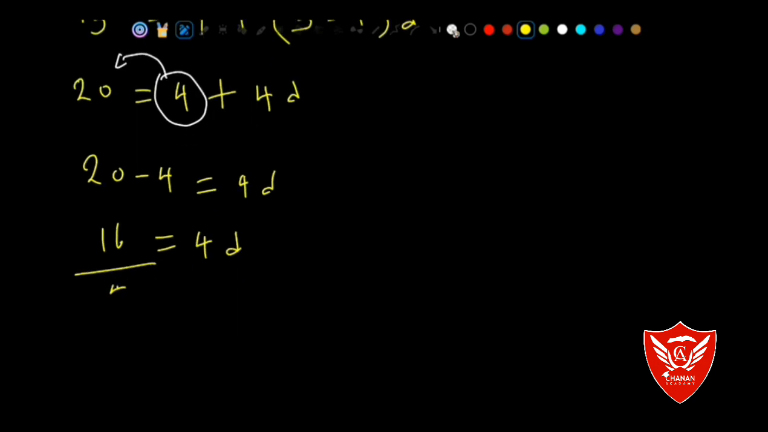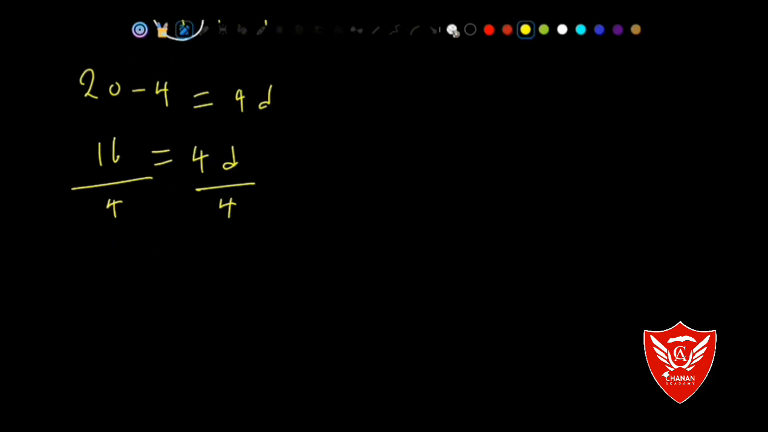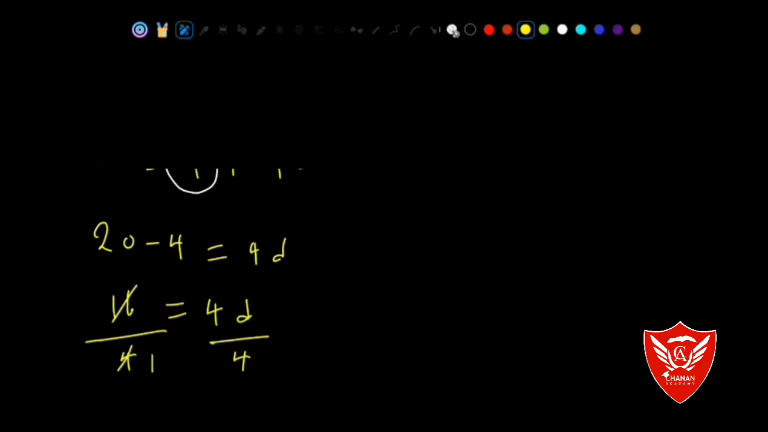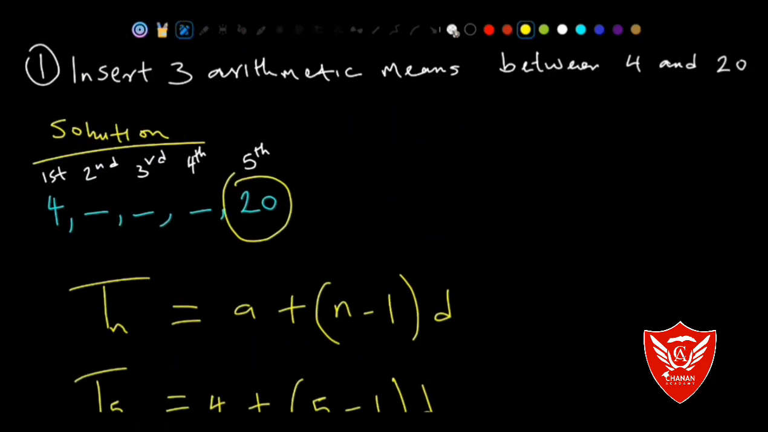So divide this by 4, this by 4. 4 into 4 is 1, 4 into 16 is 4, and therefore the common difference is 4. So we can go back up. 4 plus 4, we have 8, and then we add 4 again, we are going to have 12. If we add 4 again, we are going to have 16. If we add 4, we are going to have 20. So this is our answer. The three numbers that are missing are 8, 12, and 16.